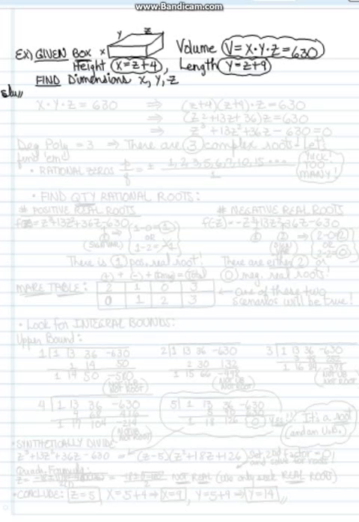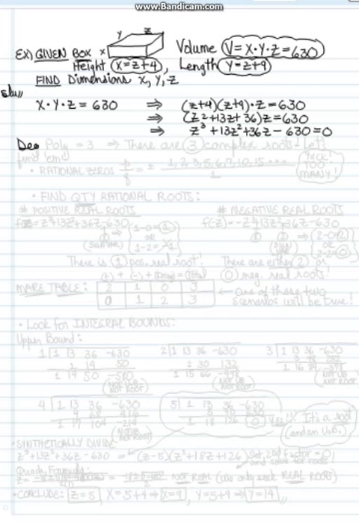We'll start with the given volume equation. x times y times z is 630. Replace x with z plus 4, replace y with z plus 9, and you get this equation. Get rid of the parentheses by multiplying. First we FOIL, then we distribute multiplication by z, and we have z cubed plus 13z squared plus 36z minus 630. That's a degree 3 polynomial, which implies there are 3 complex roots. So let's find them.